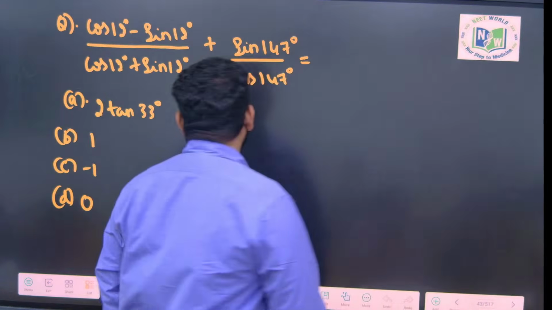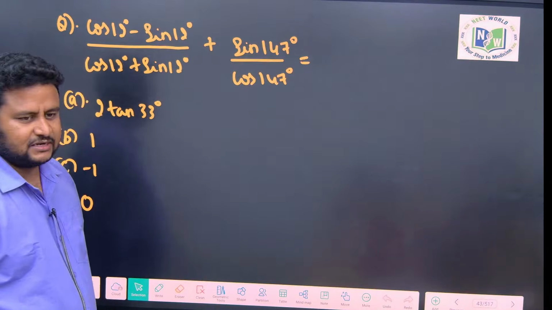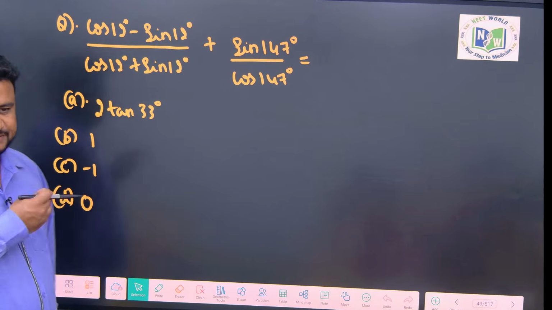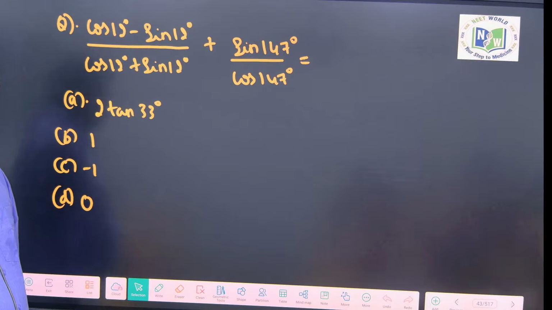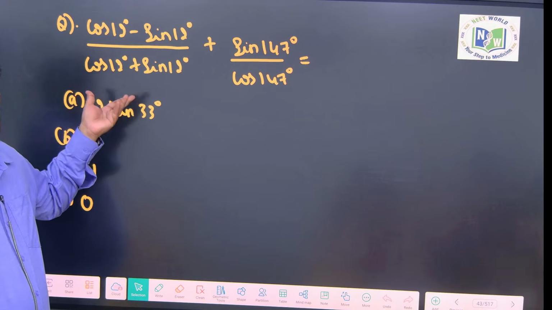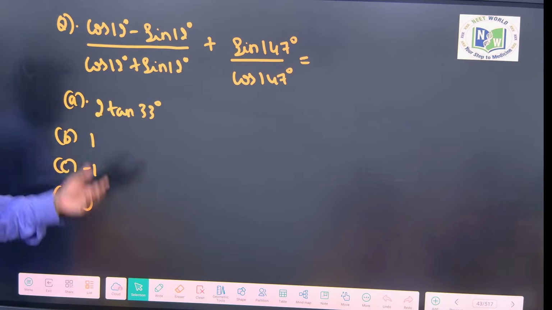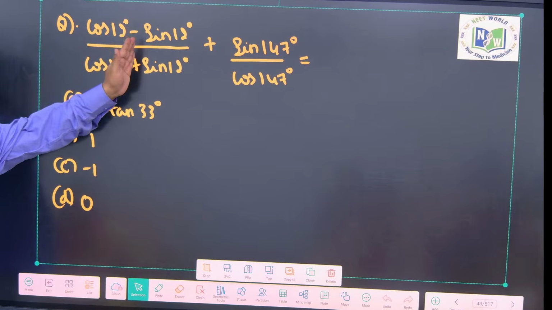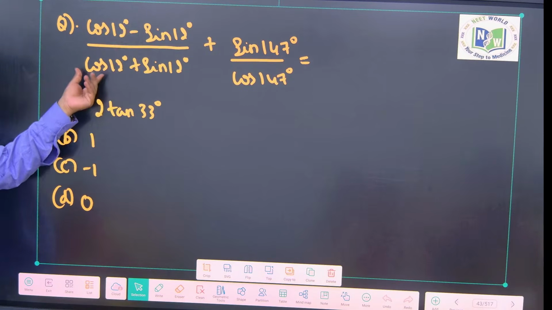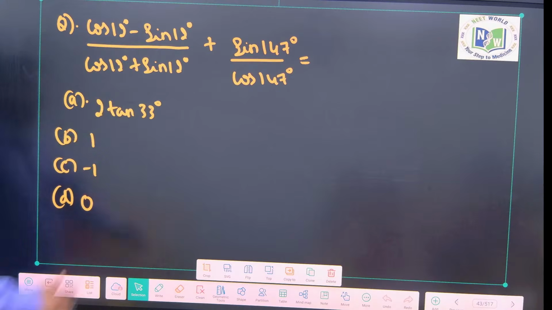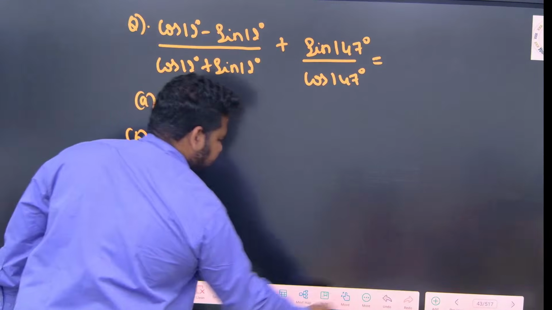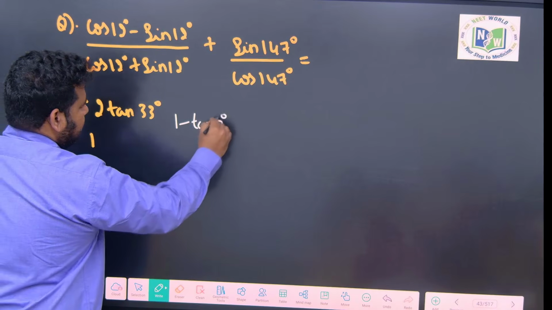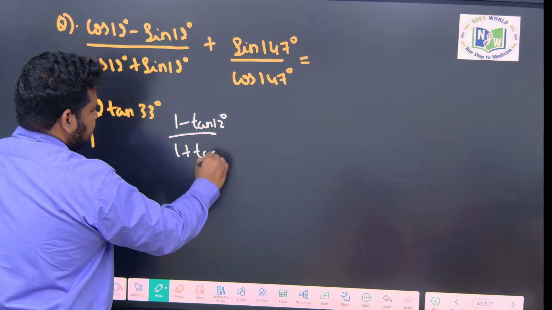Okay, before going to that, see here, we have cos 12 minus sin 12 divided by cos 12 plus sin 12. When we have cos and sin like this, what do we have to do in such questions? Divide numerator and denominator by cos. If I divide by cos 12, cos 12 by cos 12 is 1, and sin 12 by cos 12 is tan. So this will be 1 minus tan 12 by 1 plus tan 12.